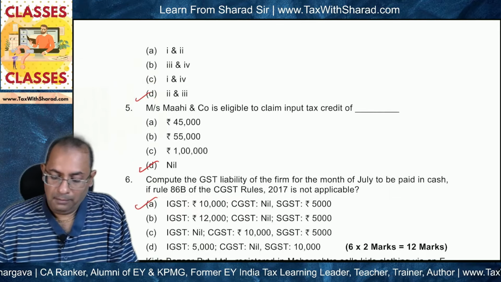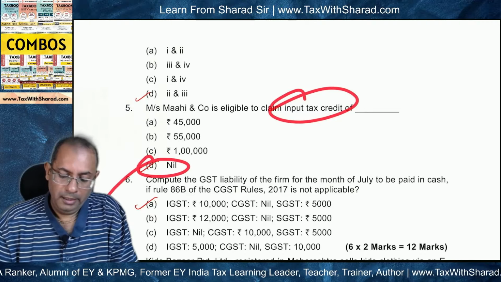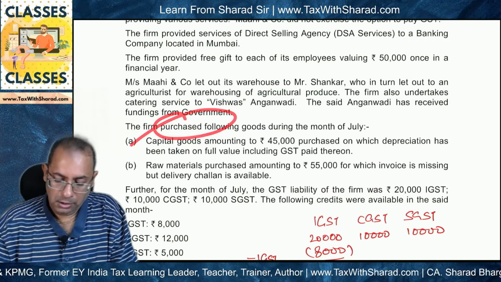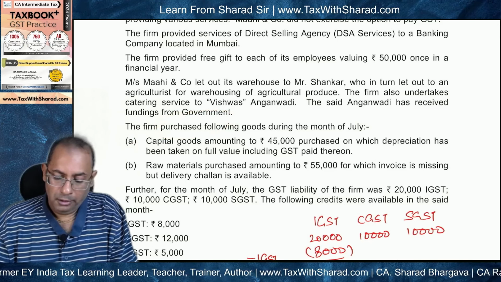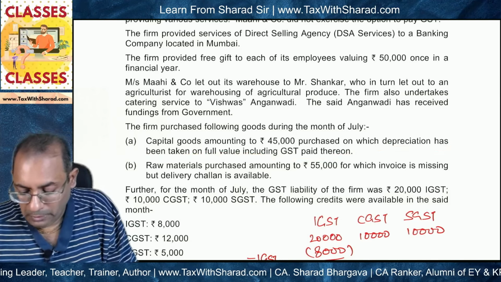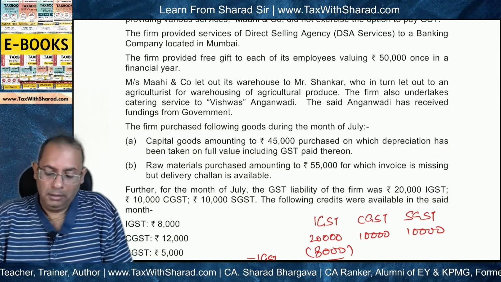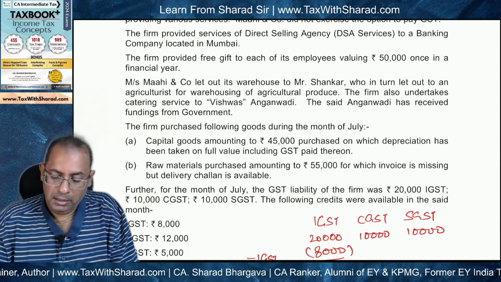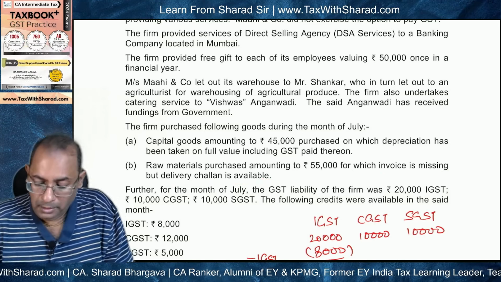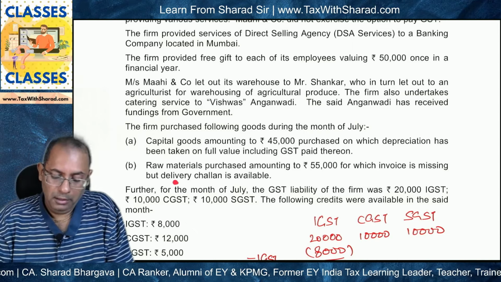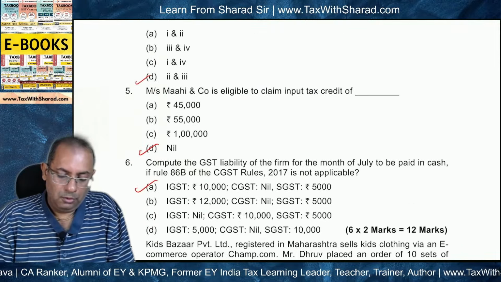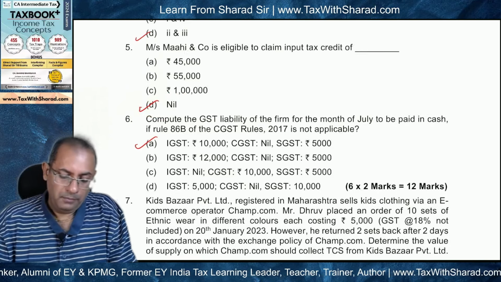Next one. Messrs. Mahi and Company is eligible to claim ITC of nil. No ITC. Okay. If we look at the question, there are two items of purchases during the month of July. Capital goods amounting to 45,000 purchased on which depreciation has been taken on full value including GST paid thereon. Since we know that if depreciation is claimed on the GST component, ITC cannot be claimed. Second, raw material purchased for which the invoice is missing but a delivery challan is available. So invoice is the required document and the invoice is missing. So ITC cannot be claimed even if a delivery challan is available. Okay. So consequently, the correct answer will be no ITC is available.